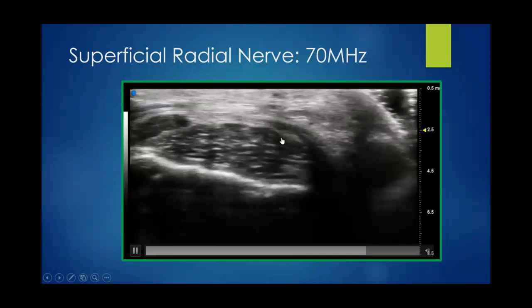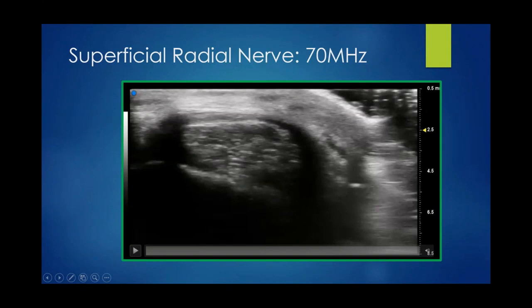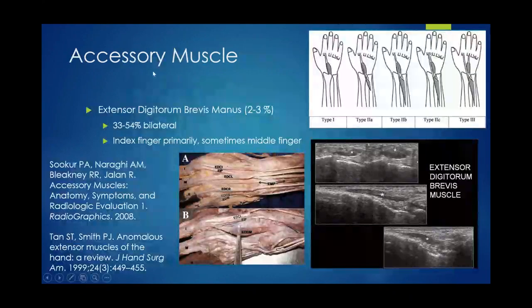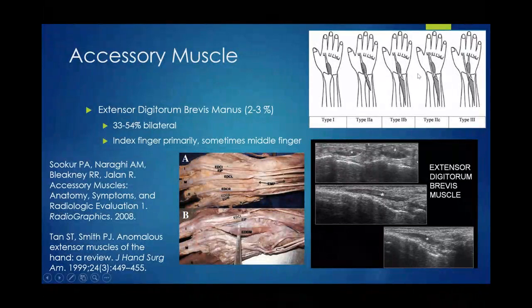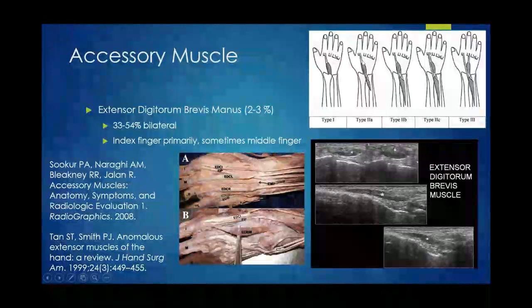Along the dorsum of the hand, we also have the potential for accessory muscles. Usually this would present with an adolescent coming in with this non-painful gradually enlarging mass, creating some concern. The most common would be the extensor digitorum brevis manus, which occurs in about 2 to 3% of the population. As you can see from the diagram at the top right, it often either comes off the radius or a combination of the radius and ulna, usually inserting along the extensor digitorum communis along the index finger. It may have a single or have two muscle bellies and two separate tendons.